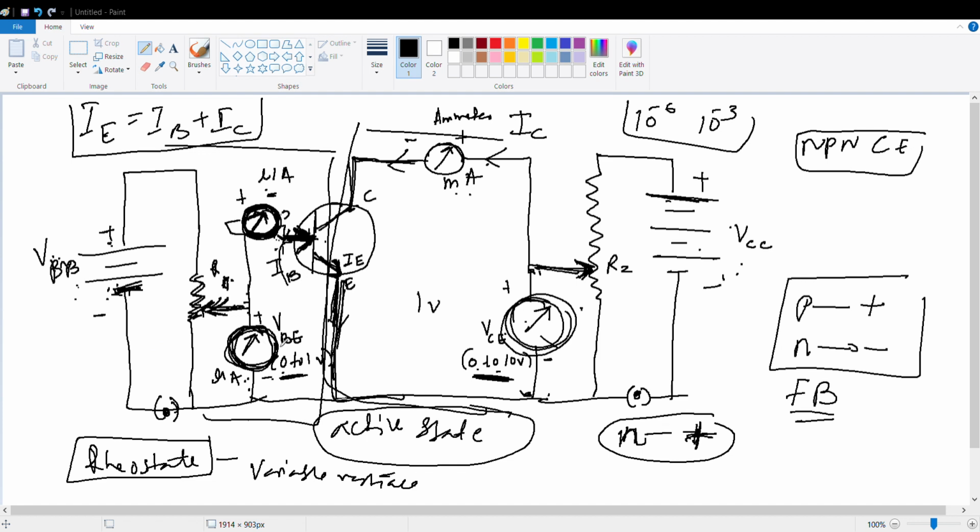And the collector-base is reverse biased. Understood? The emitter-base junction is forward biased, the collector-base junction is reverse biased. This is how we say it is active. Only when you connect it in this form will the transistor amplify, or else the transistor will not amplify. Is it clear?